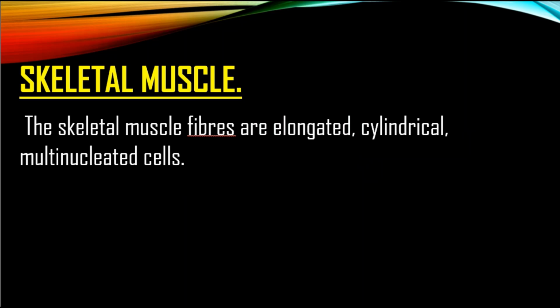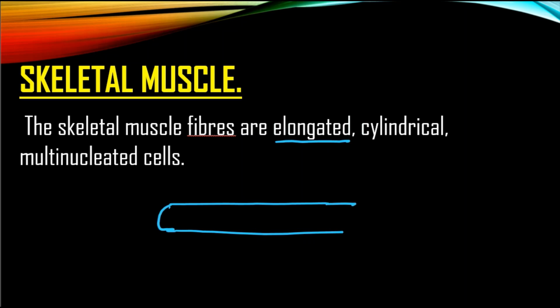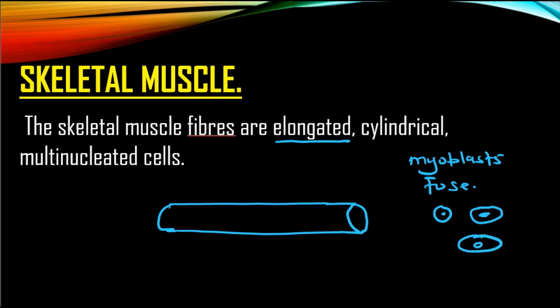Let's zoom into these three types of muscles. Skeletal muscles. In skeletal muscles, the fibers are elongated and they are cylindrical. So they are like this. When you look at the embryology of how skeletal muscle is formed, you find that the myoblasts, which are embryonic cells that form the skeletal muscles, fuse. When myoblasts fuse, it's like multiple cells come together. So this myoblast and this myoblast and this myoblast will fuse.